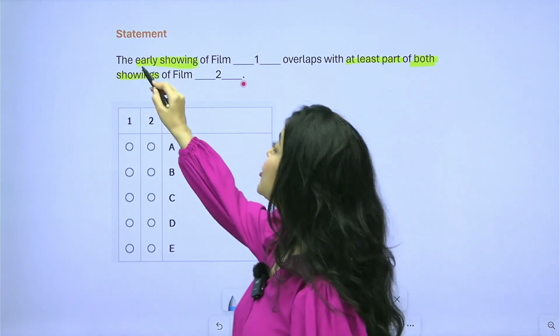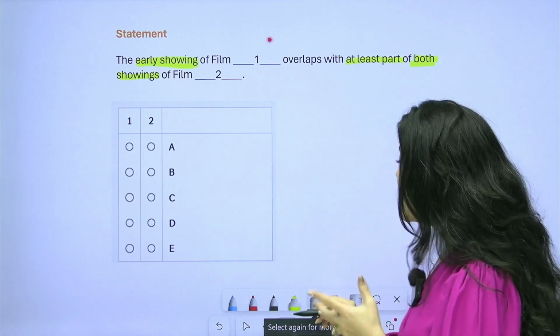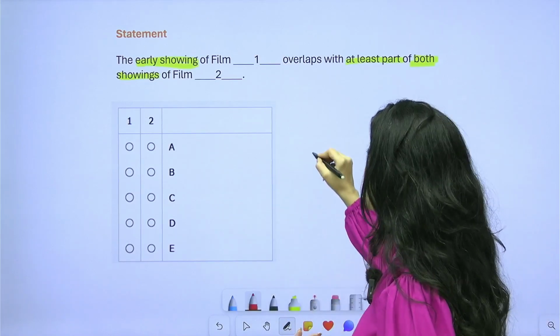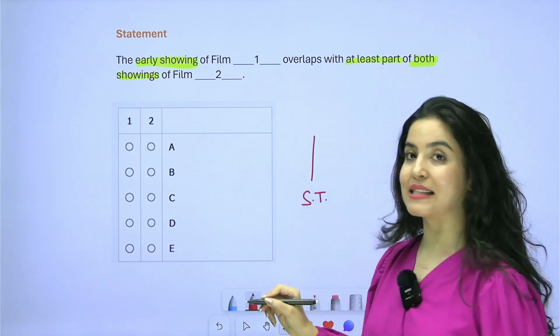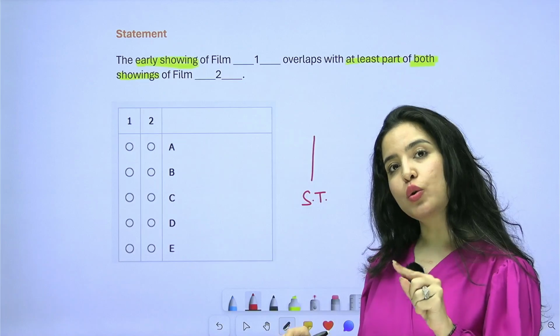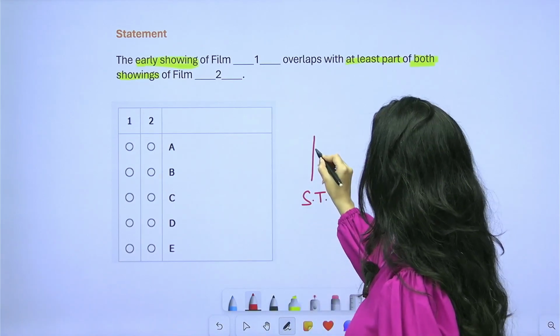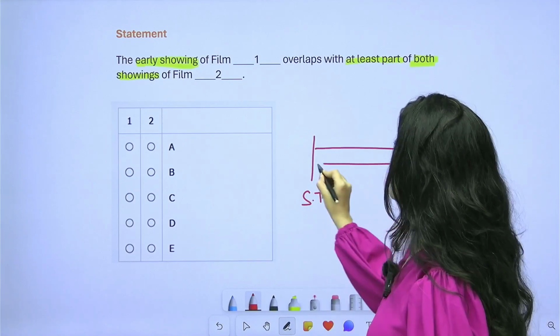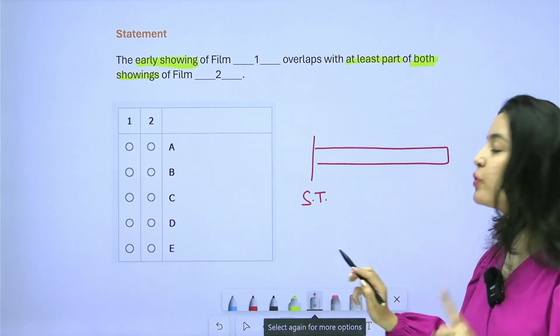The early showing is all I'm talking about for the first film. Now, for the early showing, I have a lot of information in the question. I know the start time, if I call that S, and I also know the duration for which each film runs, right? Which means that if I talk about an early showing of any movie, I can find out both these things.